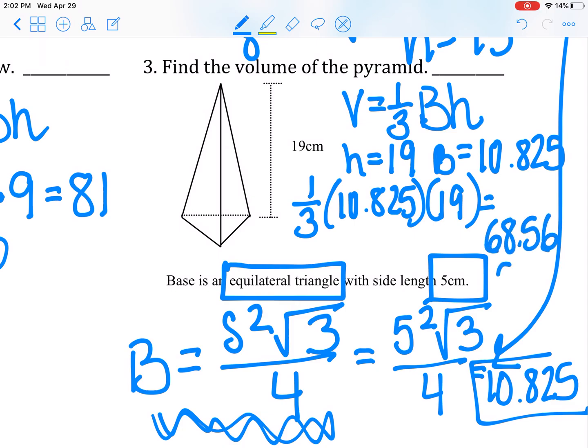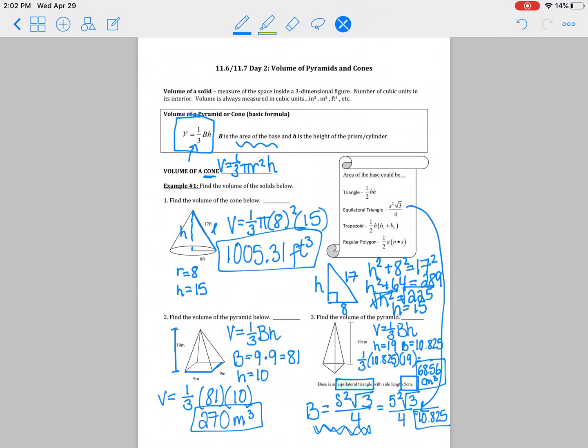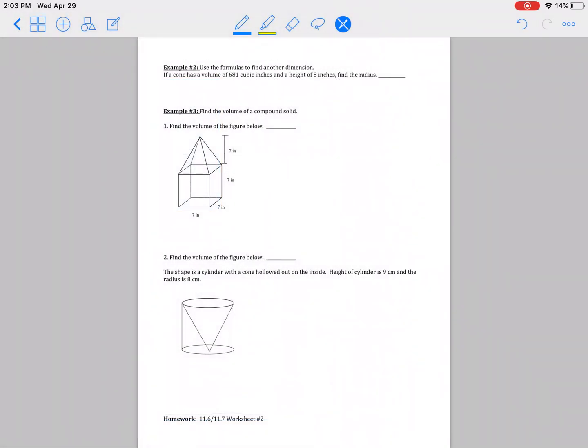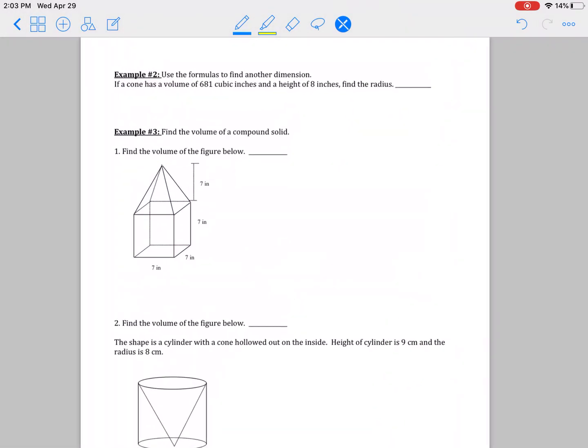And we are in centimeters cubed. There is our volume of that pyramid. Okay, I'm going to zoom out here. If you would like to copy these notes down, I would pause the video here. Otherwise, we are going to hop on over to the next page and work on some more problems.